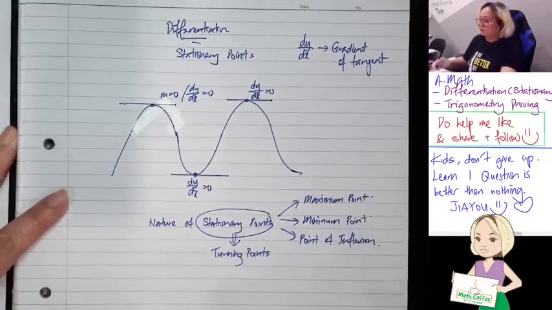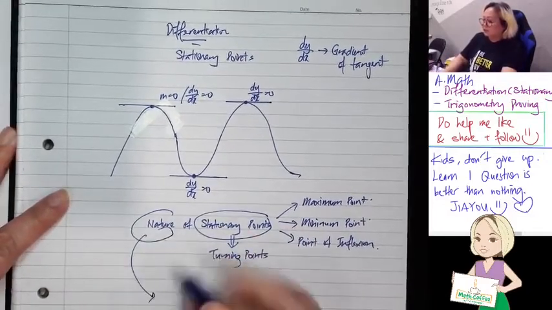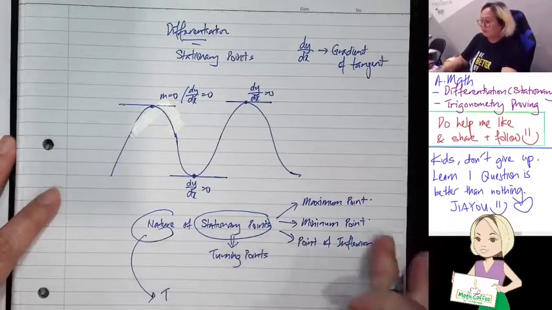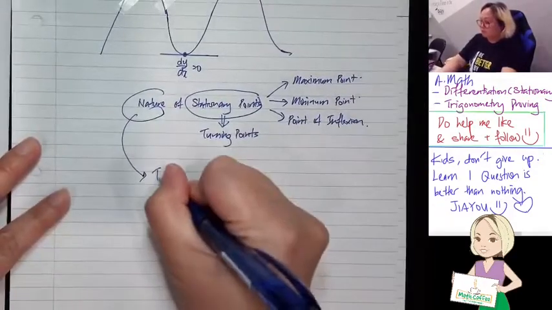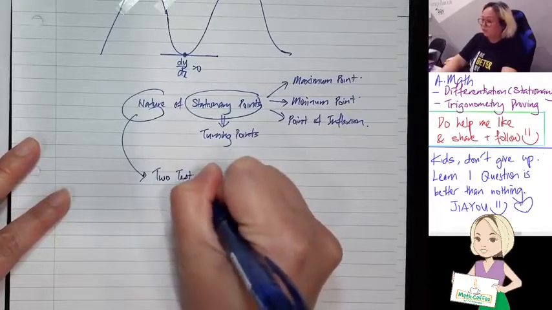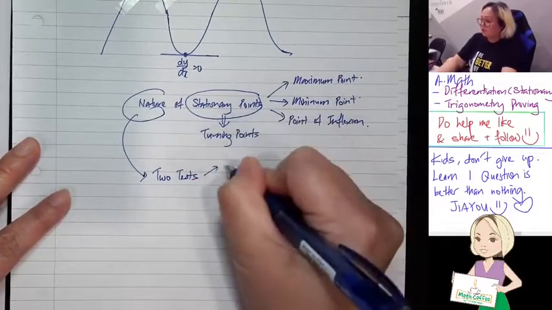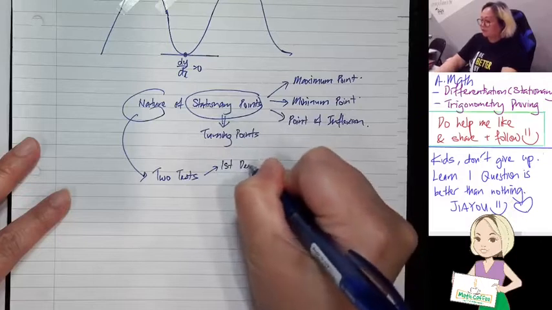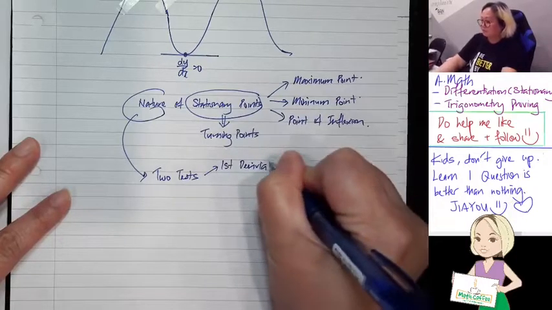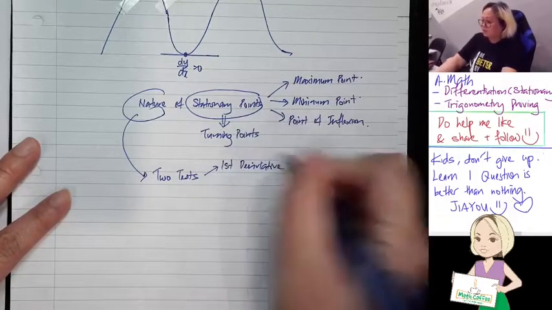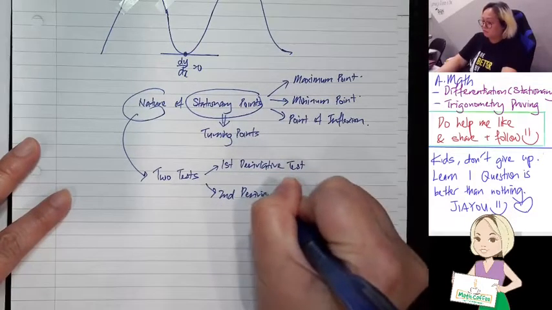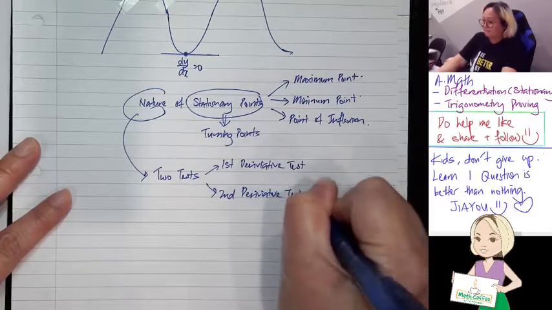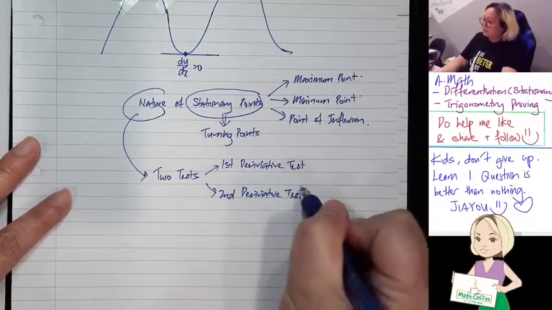To find out the nature, we have 2 tests: the first derivative test or the second derivative test.